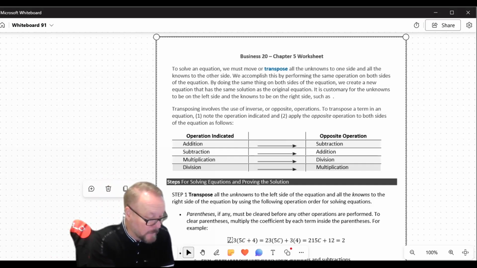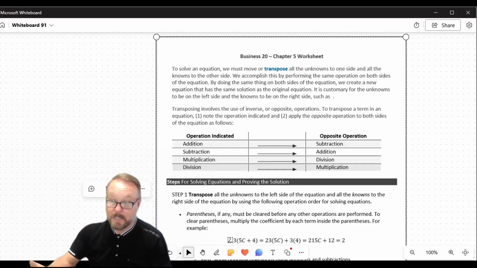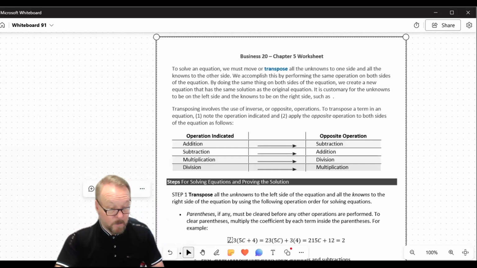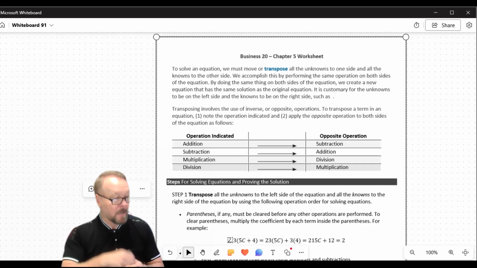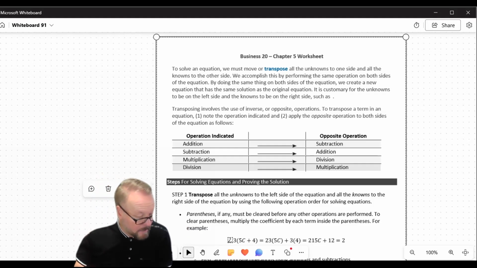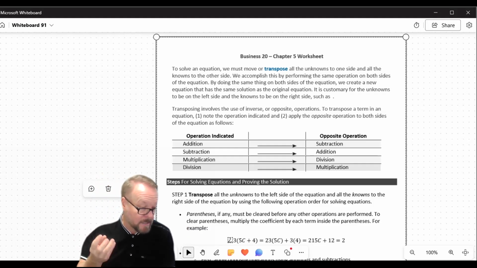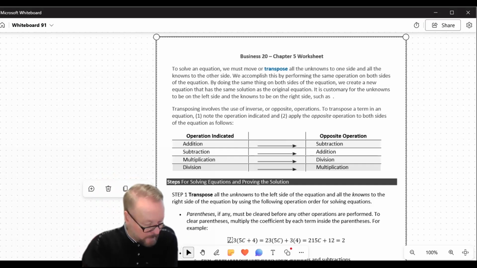So let me go ahead and share my screen. I'm going to stop sharing here, and I'm going to share on this one. So there we are. You should be seeing my face, and you should be seeing our worksheet. When you're transposing, and that is isolating the variable, you basically need to move all whole numbers to one side of an equation so that you isolate just the variable. And at the end of your transposing, you will have the value of that variable.